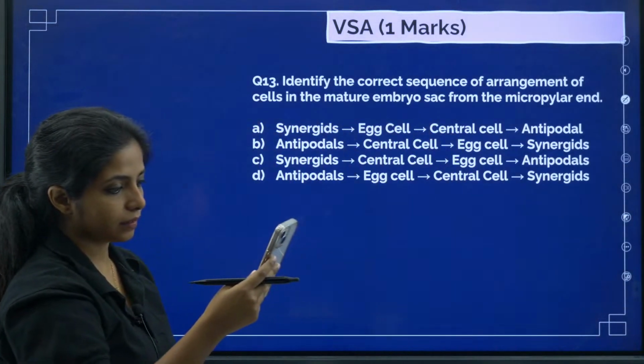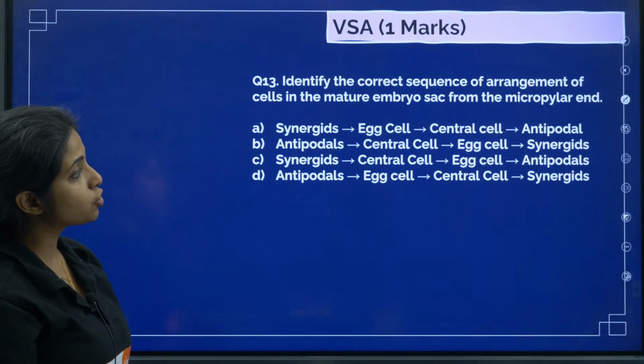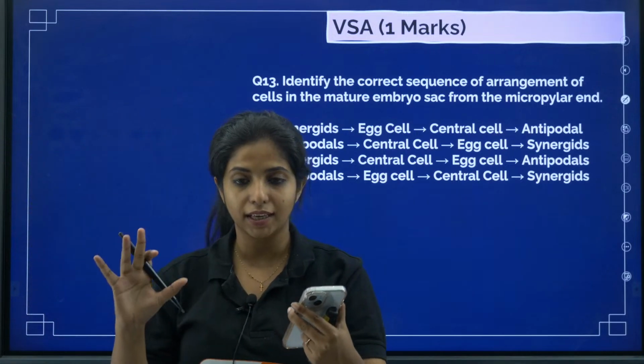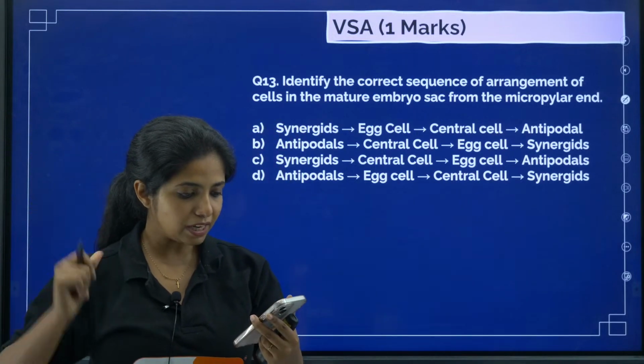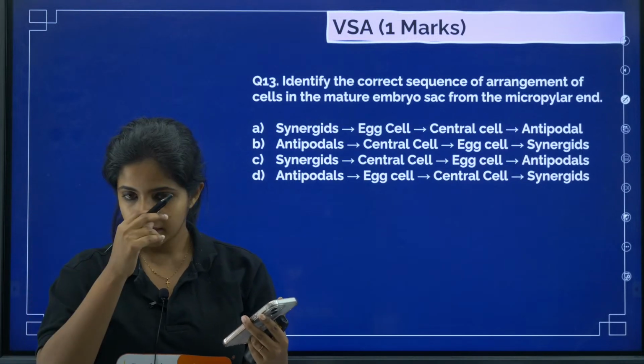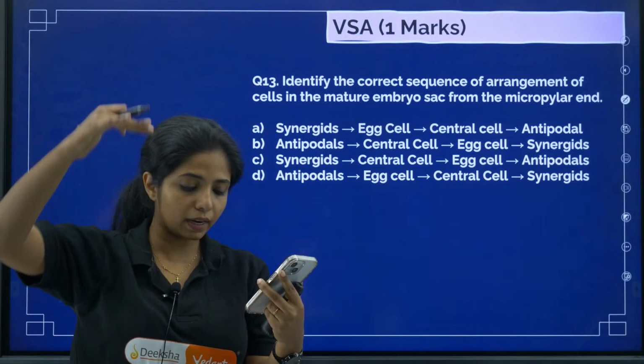Identify the correct sequence of arrangement of cells in the mature embryo sac from the micropylar end. Come on children, since you know all this, I'm not going to explain it. Tell me the answer really fast. You can go from the micropylar to the chalazal end.